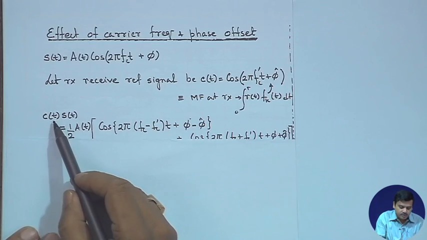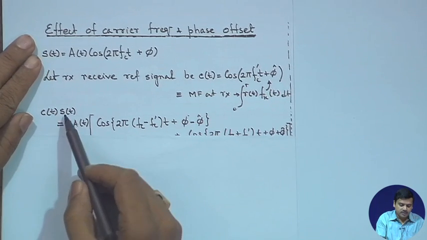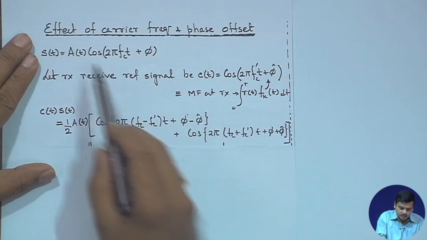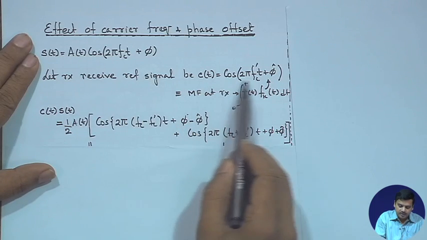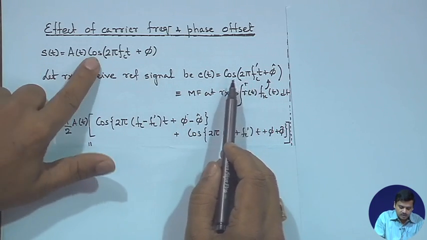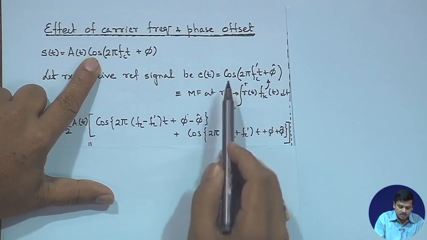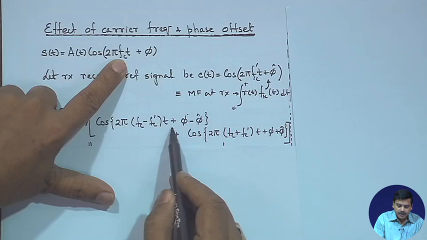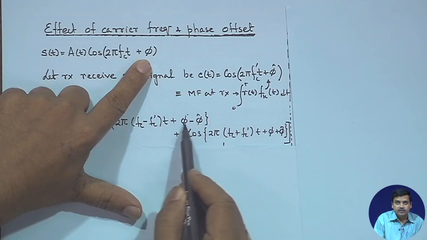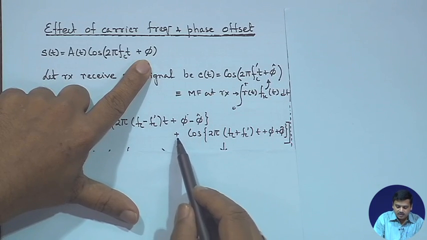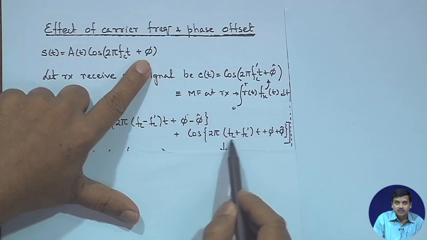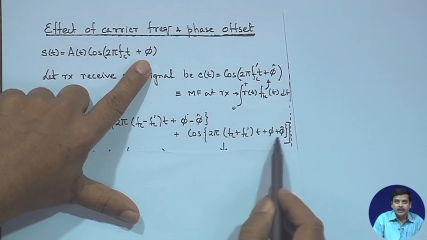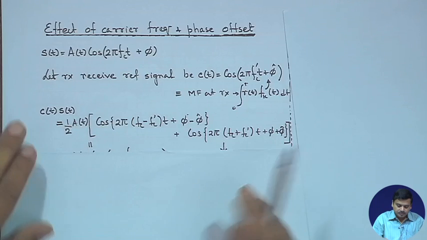So, you have to take the product of the received signal along with the reference carrier. So, when you do it, you have the s t and you have c t. So, you have cos multiplied by cos. So, you are going to get the terms cos of 2 pi f c minus f c prime and the difference of the phases, and the next term would be the plus, that means cos 2 pi f c plus f c prime and addition of phases as well.